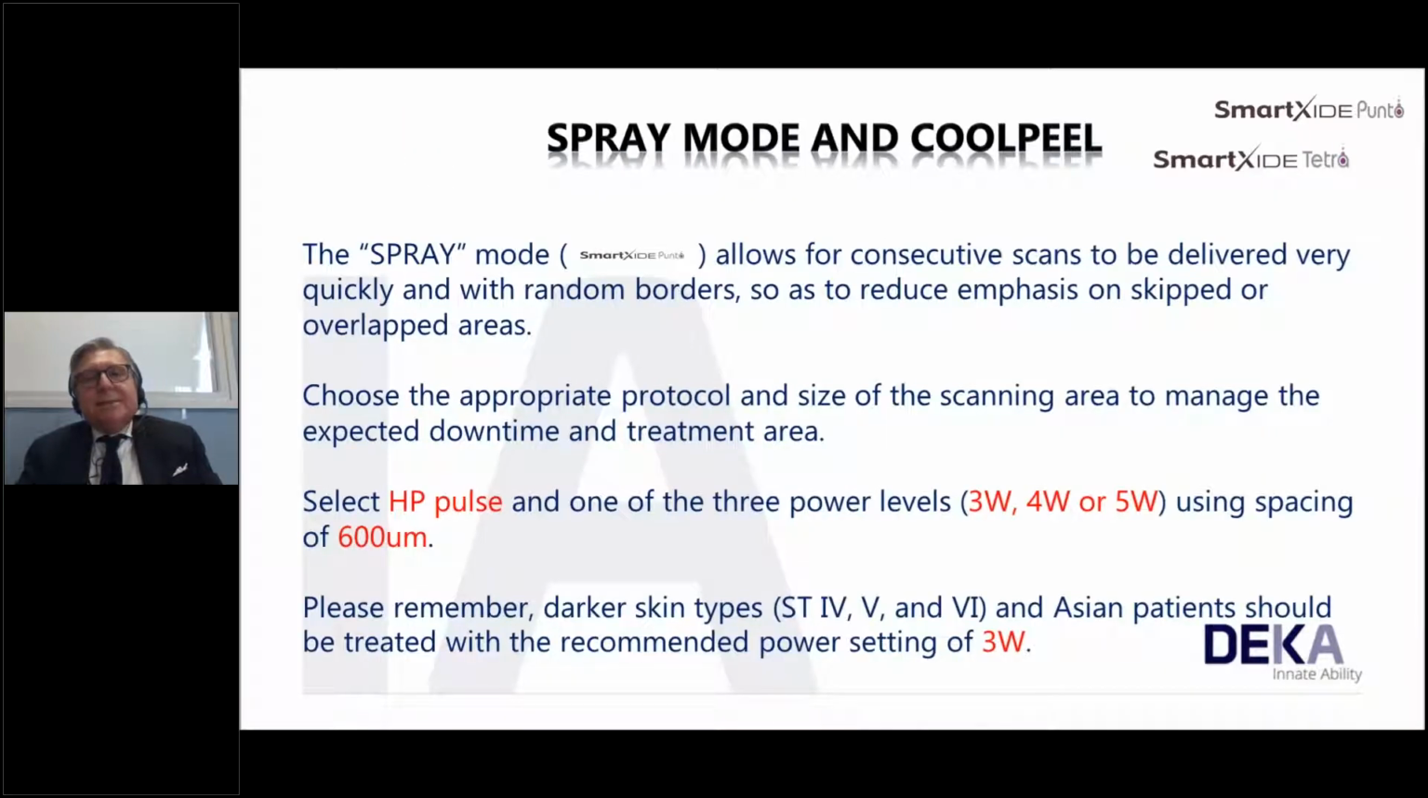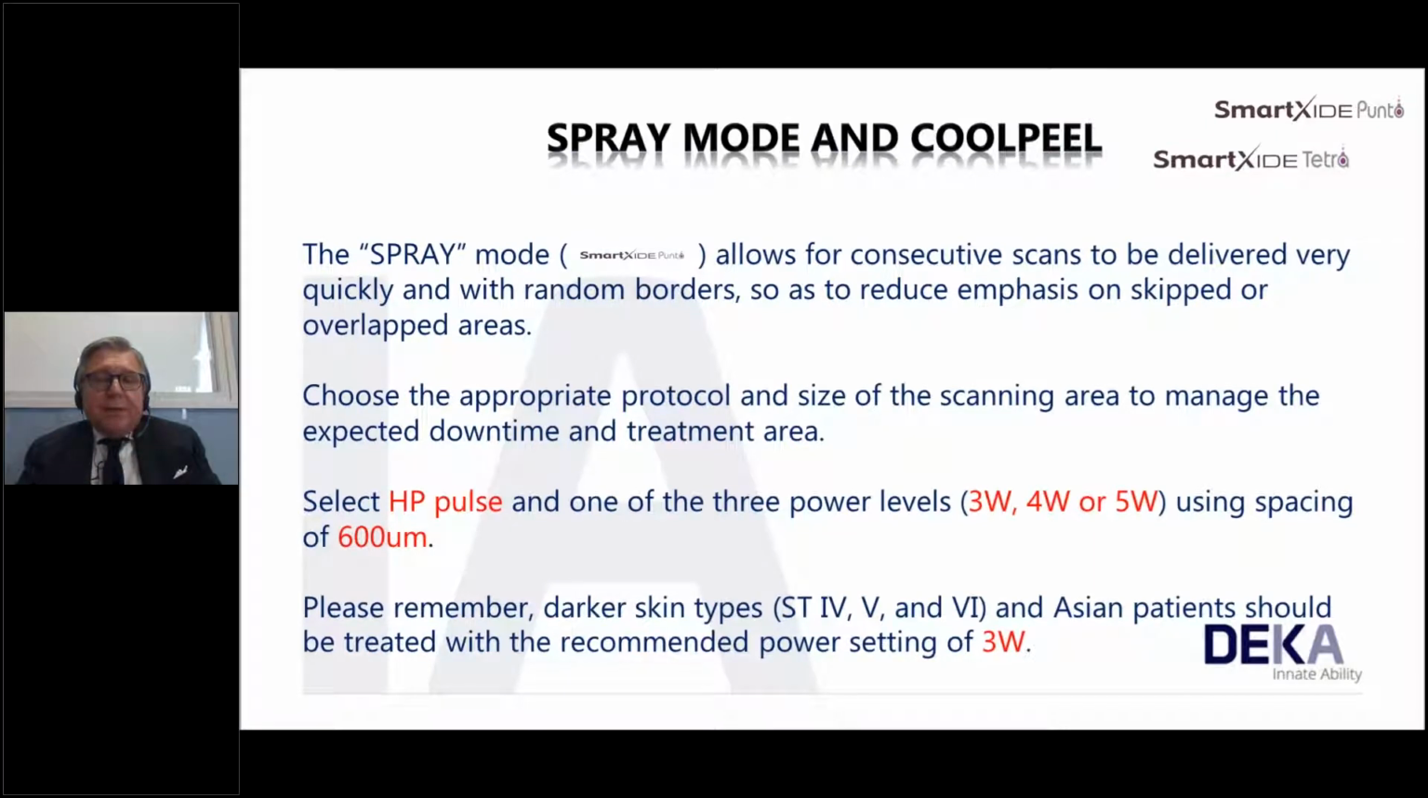There is a very innovative procedure that is called cool peel. The cool peel can be done with the spray mode, especially with the spray mode that we have in Smartxide Punto and Tetra, that allows for consecutive scans to be delivered very quickly and with random borders, so as to reduce emphasis on skipped or overlapped areas, so we can avoid demarcation lines. So it's a great technical advance of this platform.